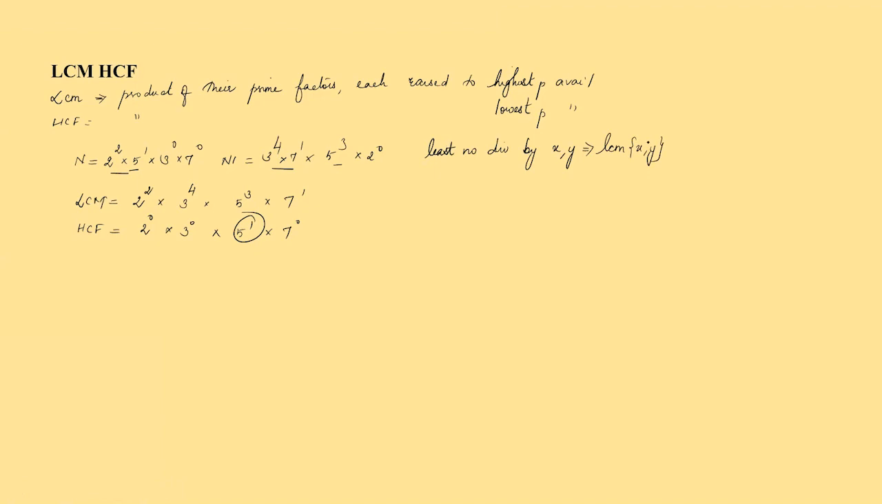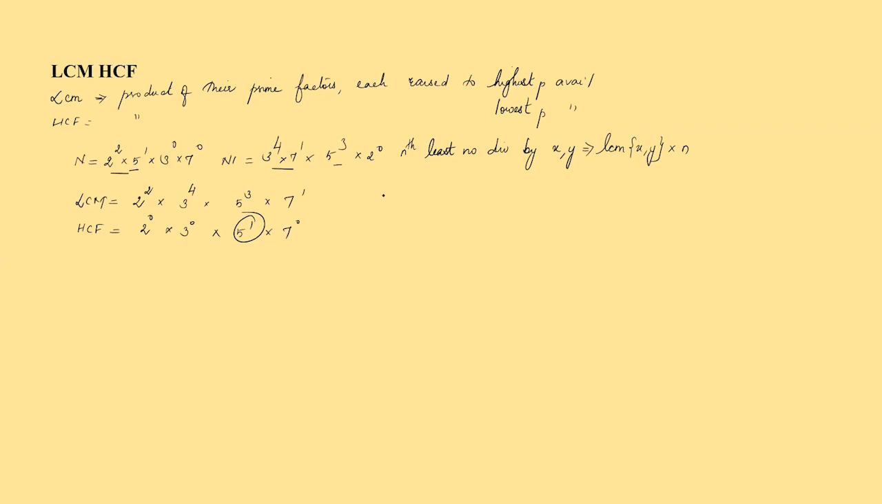If you ask for the second least number, then it will be nothing but LCM of x comma y into 2, and so on. So the nth least number will be nothing but LCM into your n value. The least number will be LCM into 1, the second least number will be LCM into 2, and so on.